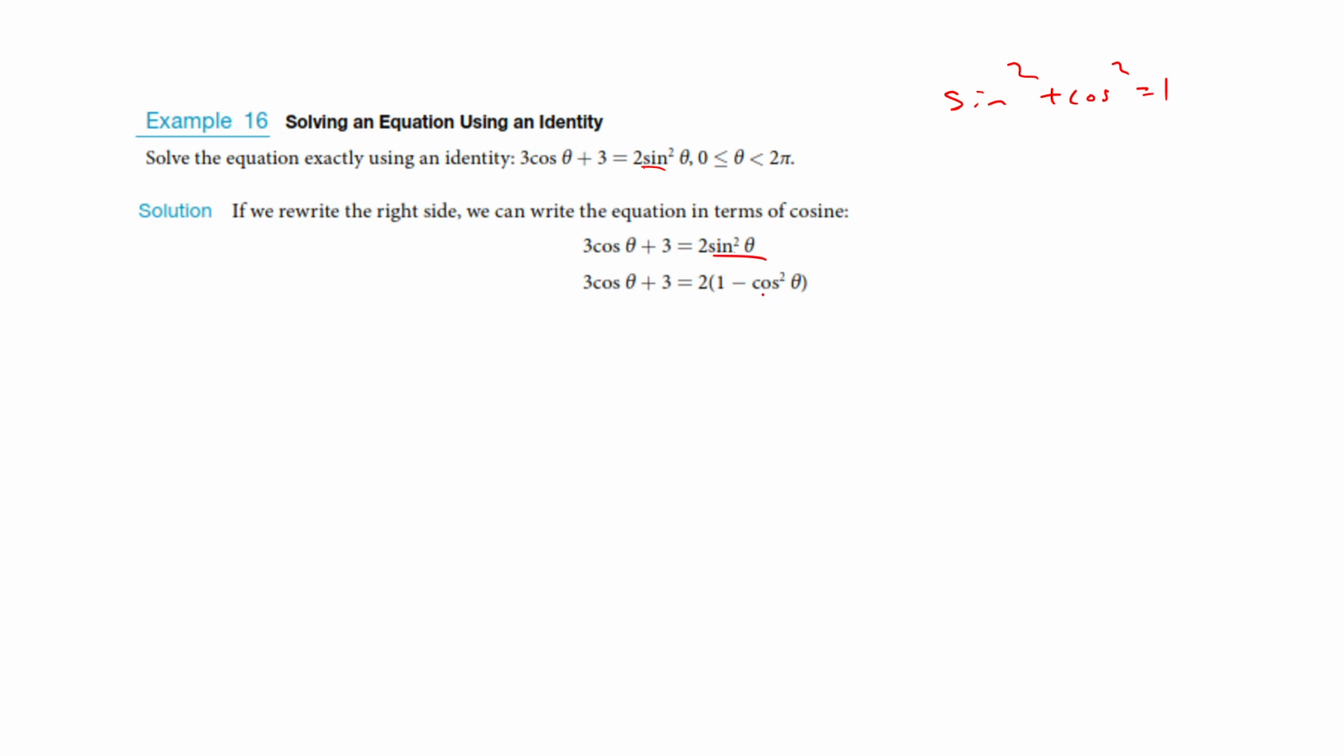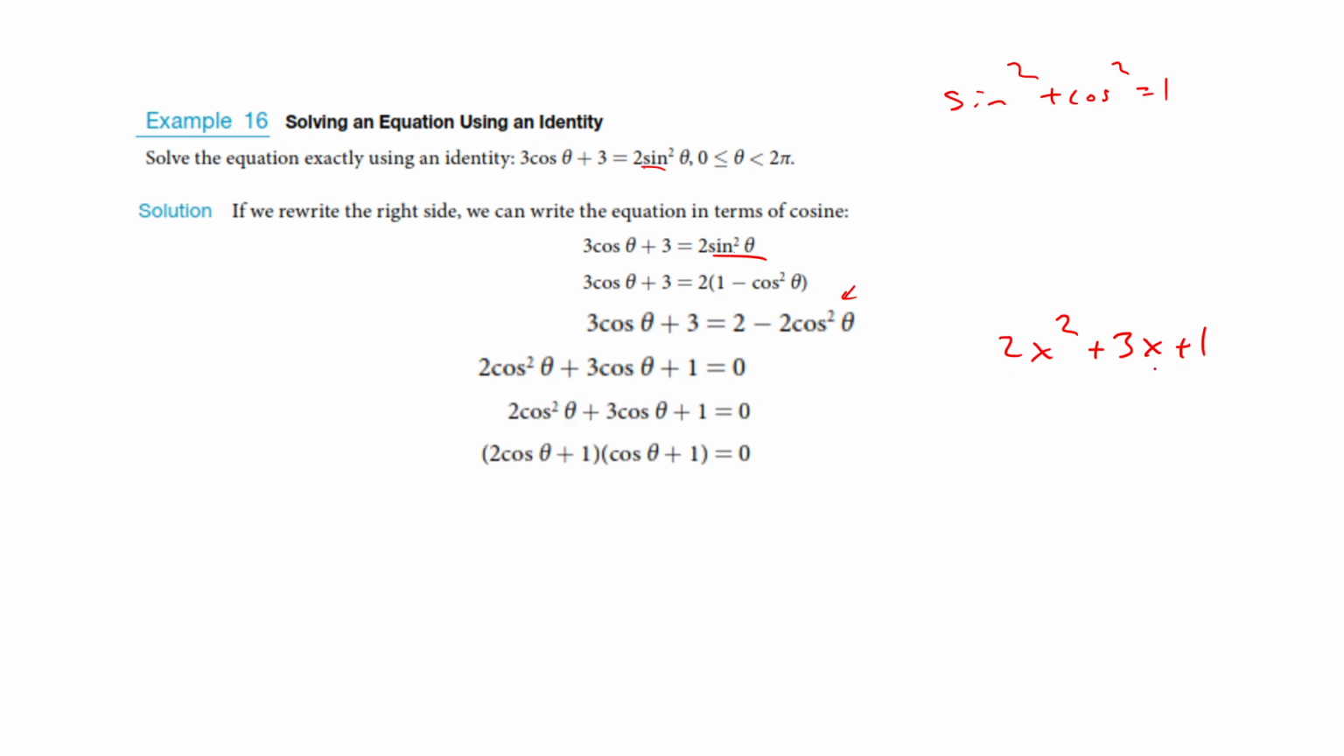Now distribute the 2, and I get this. Okay, now anytime I've got a quadratic, a degree of 2, I'm going to get a 0 on one side. I'm going to send everything to the other side. Now, just like we saw before, I can just factor this as if they were x's. So I factor that down. Now, zero product property says solve each of those. So I set one of them equal to 0 and the other one equal to 0, and I'm solving.